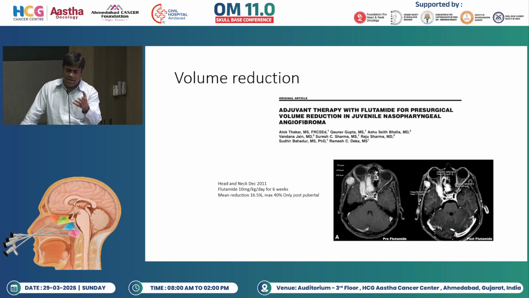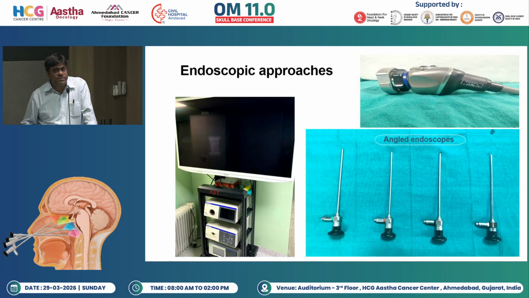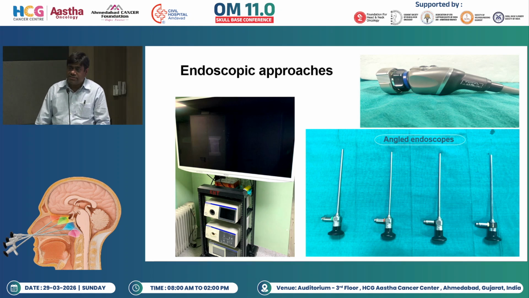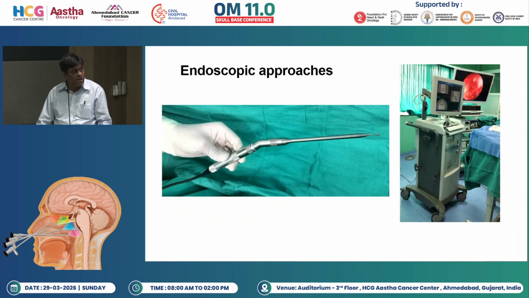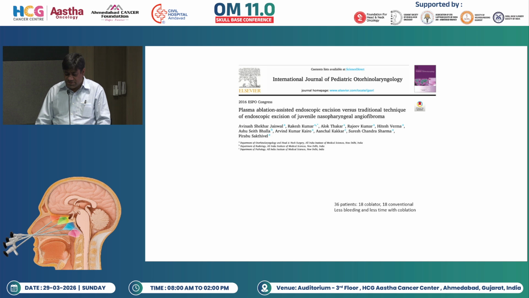As I said in our previous discussion, we also follow a preoperative volume reduction, and routinely, especially large tumors, receive flutamide therapy for 6 weeks if they are stable enough. And we have achieved a reduction of as much as 40% with this medical treatment, but it's only for post-pubertal males, not for pre-pubertal males. For endoscopic approaches, you need to have some set of equipment: a good endoscopic suite, cameras, all degrees of endoscopes, a good skull base set with drills, burrs, and if possible, an endoscopic navigation system.